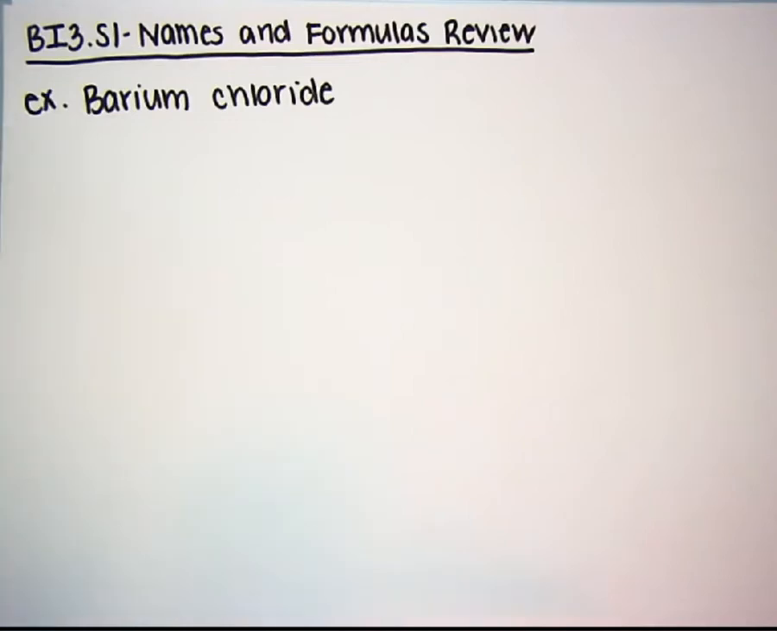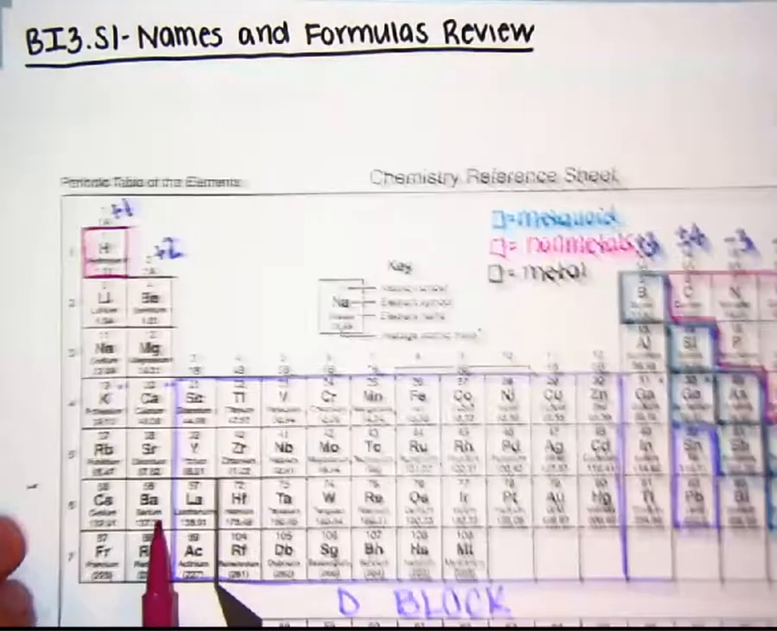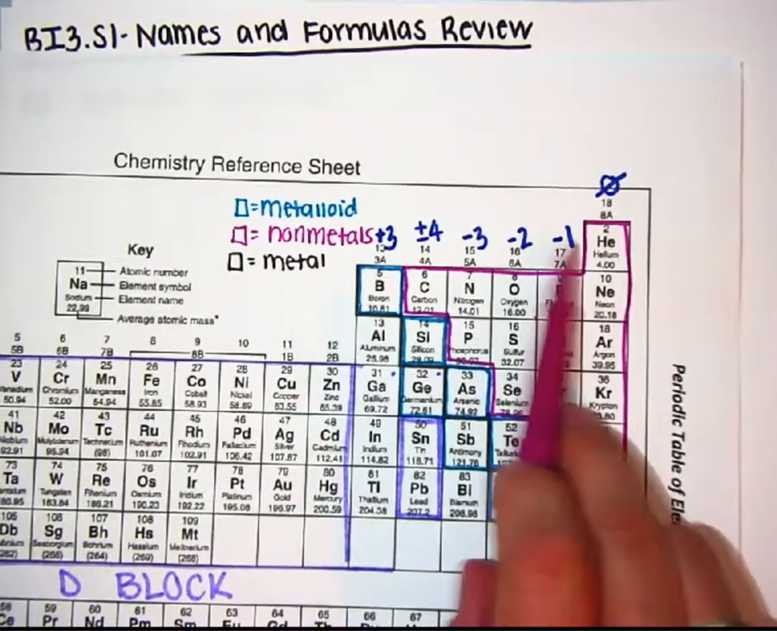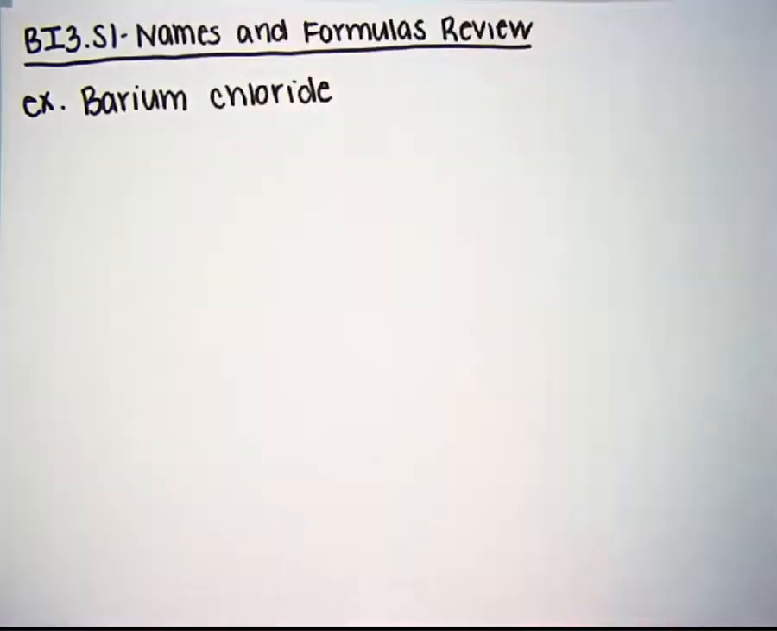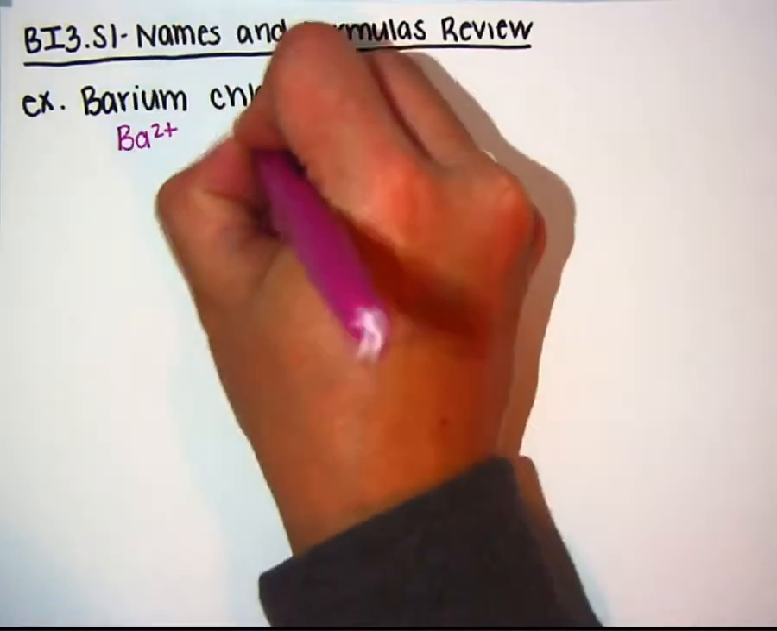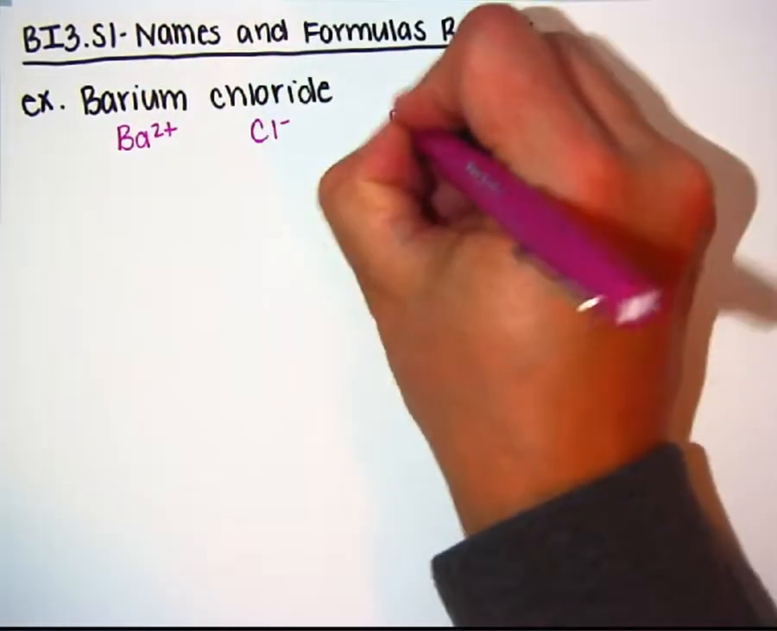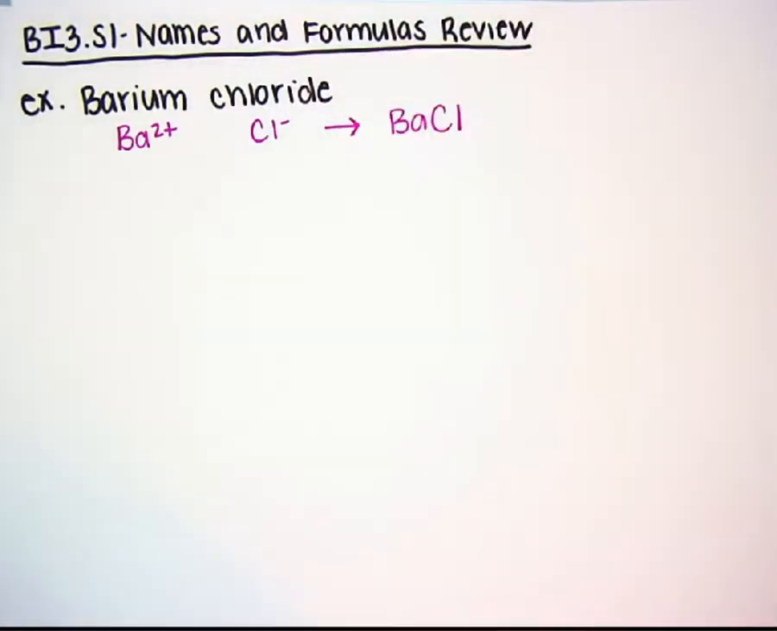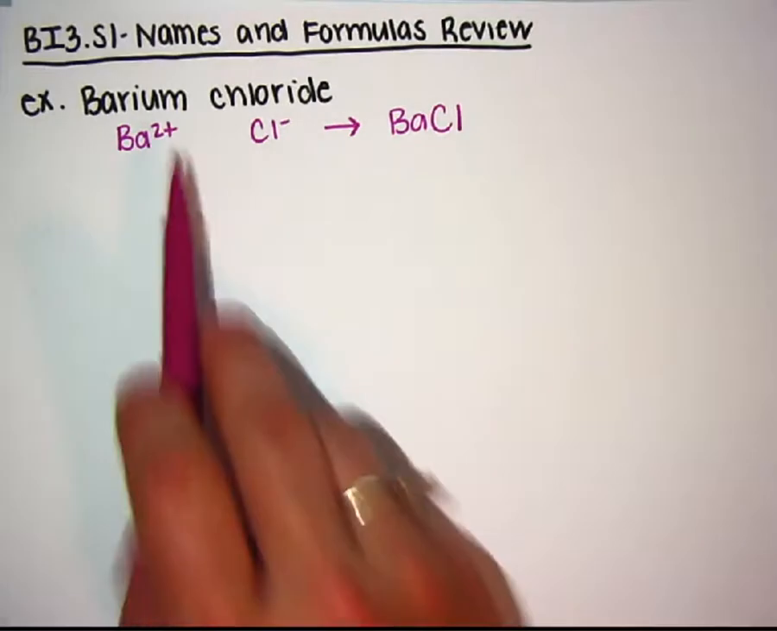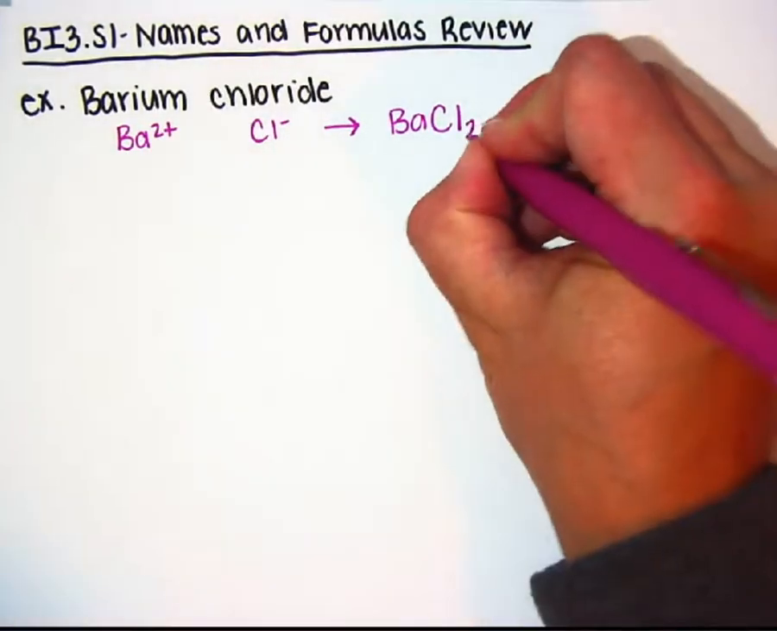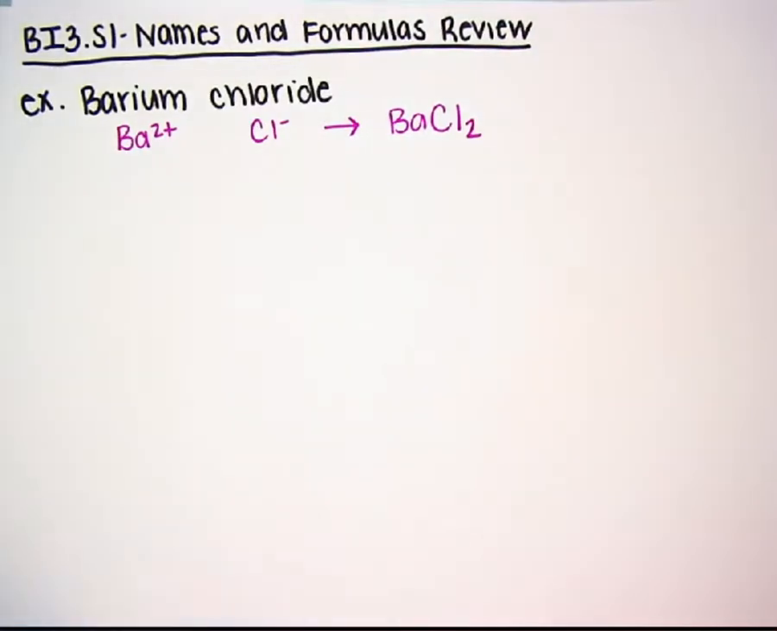Alright, barium. If I look up barium on the periodic table, it has a charge of 2+. Chlorine has a charge of -1. Cation comes first, anion comes second, and then think about the ratio needed to make a neutral compound. Barium is +2, chlorine is only -1, so I need 2 chloride ions to cancel out that +2 charge.